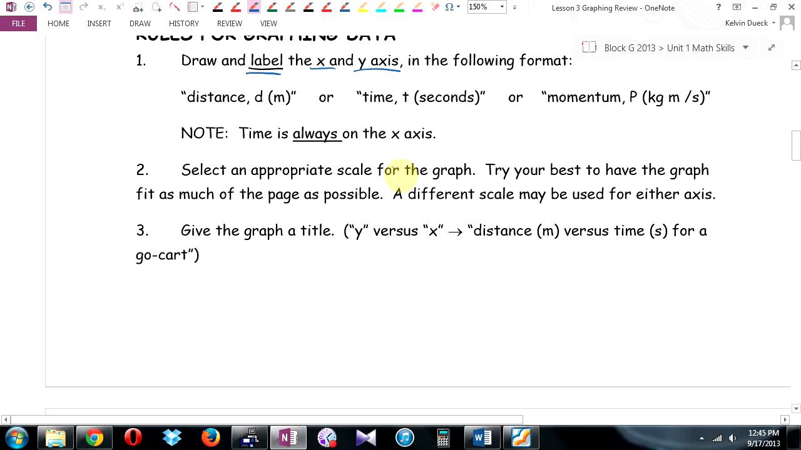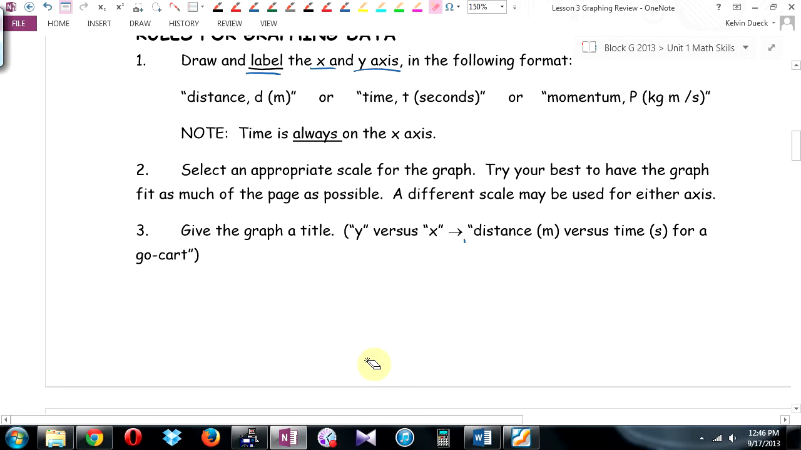Select an appropriate scale and label it. Try your best to have the graph fit as much of the page as possible. In other words, if you have a piece of graph paper like this, don't give me a graph that big. Change your scale. Here, instead of going up by ones, maybe you should have gone up by 0.1s or something like that, because you only went that high. You can go higher. Change your scale. The other one I'll see is a graph like this, 1 point, 2 points, and then something over here. Okay, shrink your scale down. Pick a good scale, and I'll walk through how we do that. But pick a good scale.